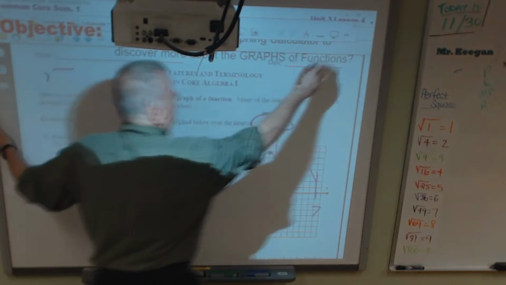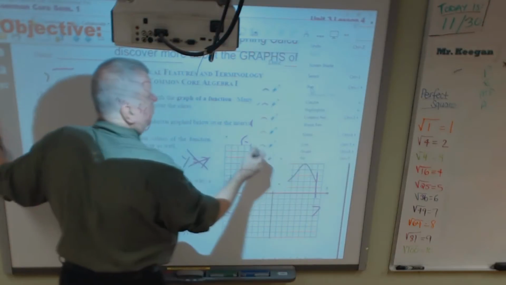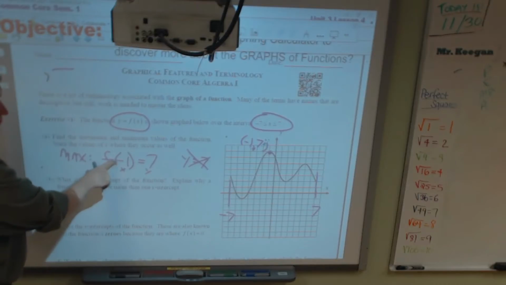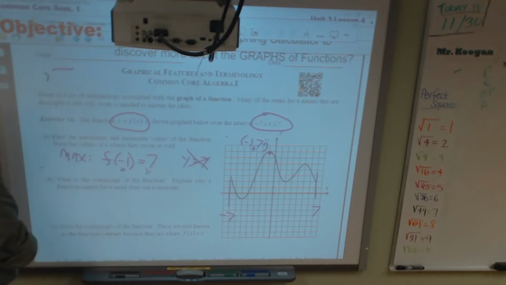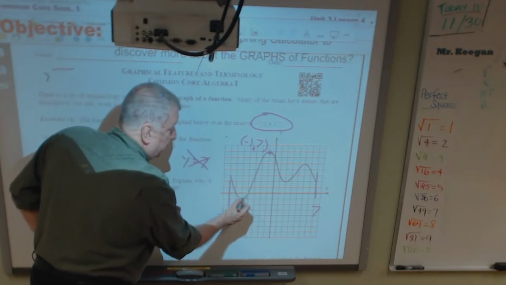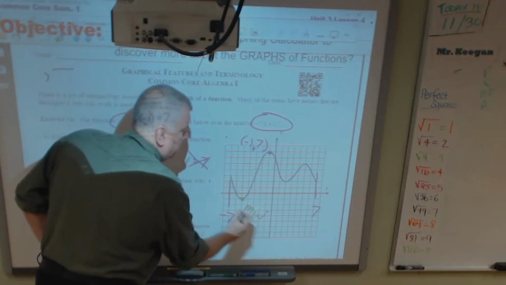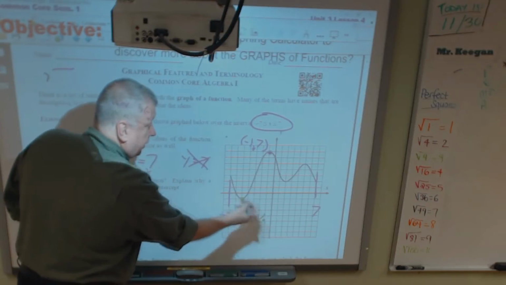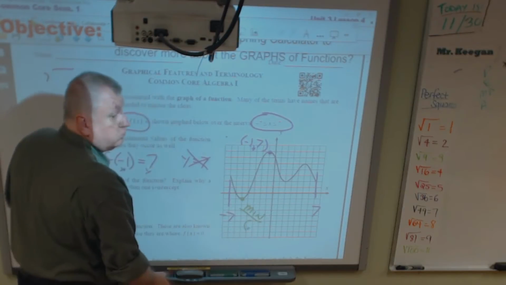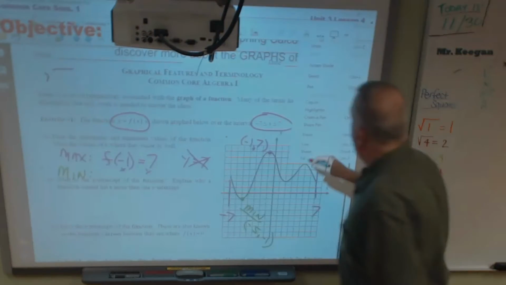Minimum would be the lowest point. Wait, hold on. What are we supposed to write? You're supposed to write that right there? The max, put max is f of -1 equals 7. So where's the lowest point on the graph? Yep. Good. That's your minimum right there. What's the value of x right there? -5. And what's the value of y? -1. Good.